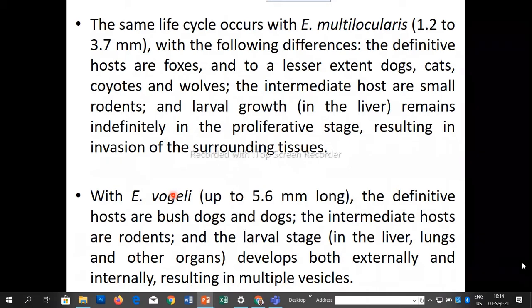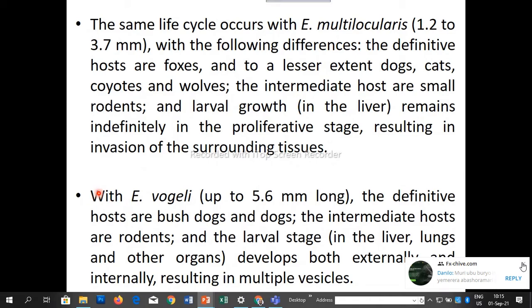The same life cycle occurs with Echinococcus multilocularis with the following differences. Definitive hosts are fox and, to a lesser extent, the dog; the cat, coyote and wolves can also be definitive hosts. The intermediate hosts are small rodents. The larval growth in the liver remains indefinitely in the proliferative stages, resulting in invasion of the surrounding tissues.